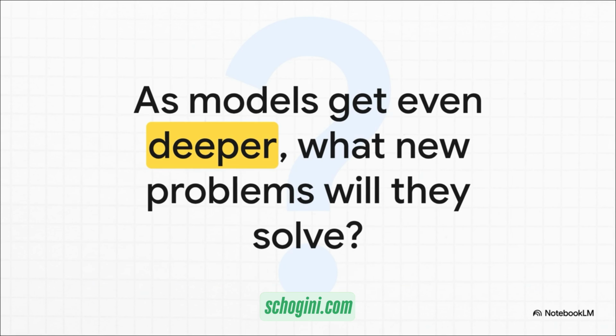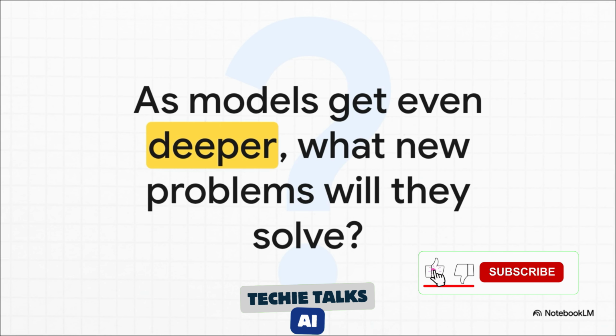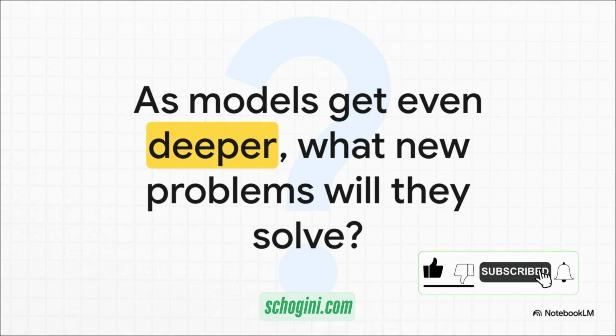And that leaves us with one last, pretty mind-blowing thought. We know what deep means now. But as these models keep getting even deeper, we're talking hundreds, even thousands of layers, what new, incredibly complex problems are they going to be able to solve for us next? What's just around the corner?